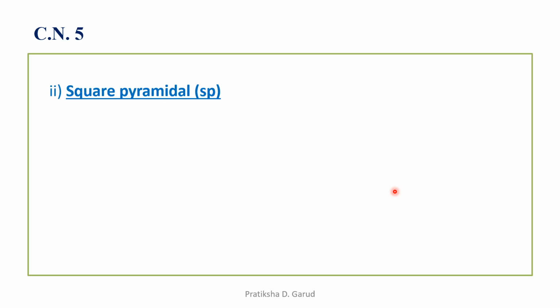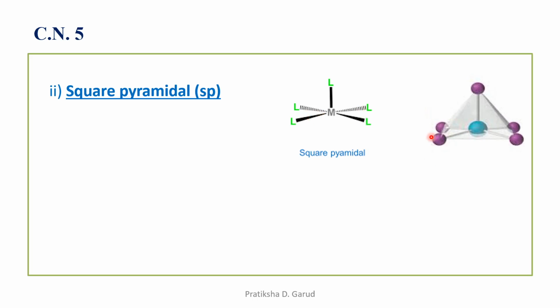So the second geometry is the square pyramidal or the SP geometry. As the name suggests, the 4 ligands are in a square fashion and then the remaining 1 ligand is oriented above. So it is called the square pyramidal. So we have the geometry with the planes: all the 4 ligands are in one plane and the remaining ligand is in another plane.